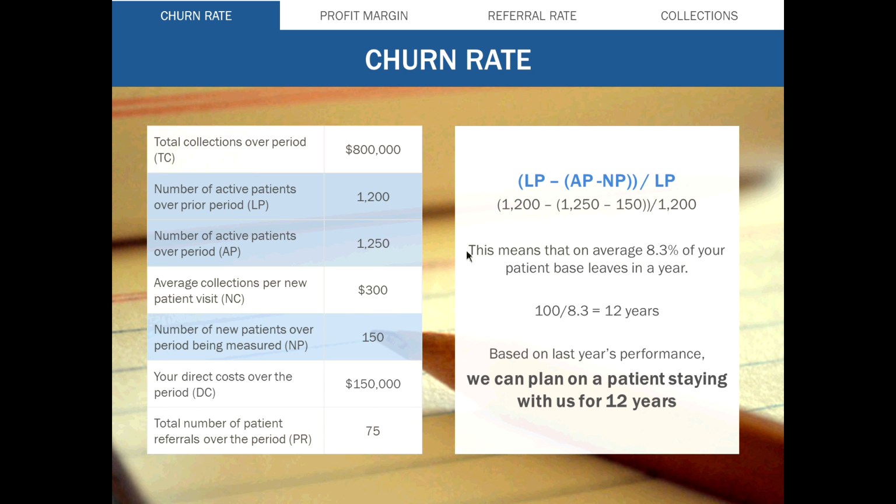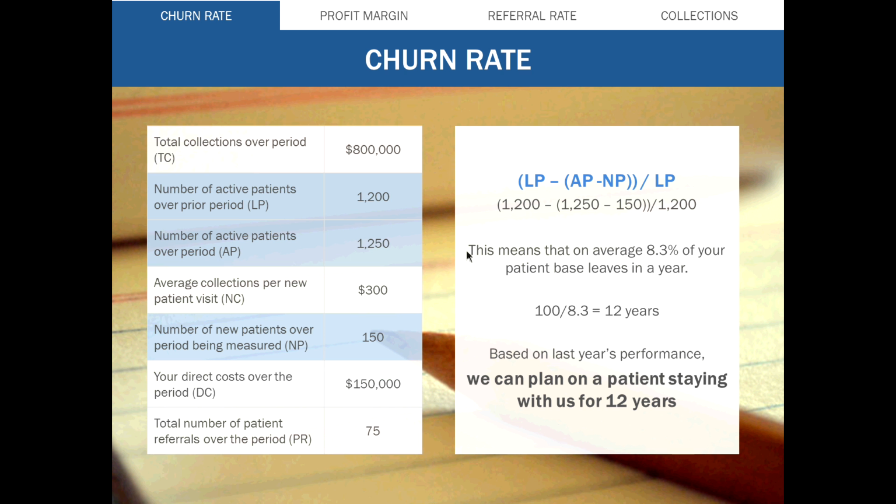Once you calculate the percentage of patients that are leaving in a year, you can figure out how long, on average, your patients stay in your practice. So if you have an 8.3% patient base leaving in a year, that calculates out to about 12 years of your patient life cycle. What that means is for every 100 patients that come into your practice, 8.3 of them are going to leave every year. And of the remaining, they're going to stay on average for about 12 years. So that's the churn rate and how you use it to find the patient life cycle for your practice.